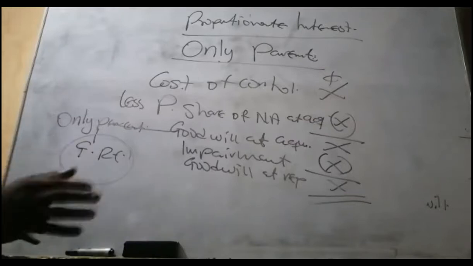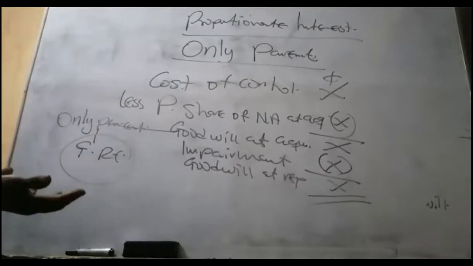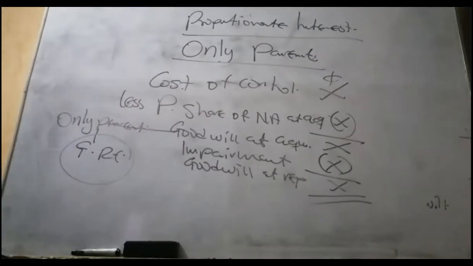So there are two methods. The examiner will make it clear for you. So select one. That's all. Cost of control, that's step two. And then we are done. Good. Now let's move on to the next working.